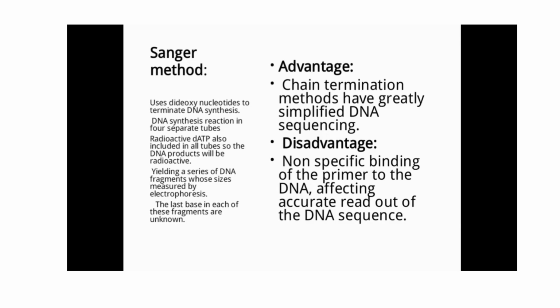Next is the Sanger method. It uses a dideoxynucleotide to terminate DNA synthesis. DNA synthesis has a radioactive substance to yield a series of DNA fragments. It is otherwise called the chain termination method. Advantages: it greatly simplified DNA sequencing. Disadvantage: non-specific binding of primer to the DNA, affecting an accurate readout.